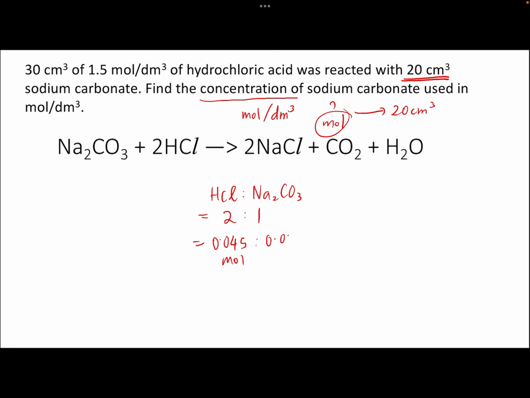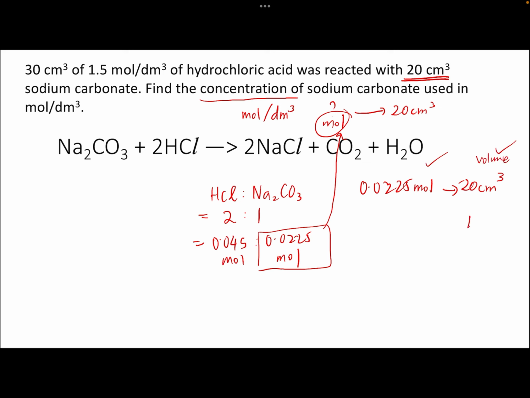And this is 0.0225 moles as well. So here I already have found the number of moles of sodium carbonate that is used in this reaction. This is 0.0225 moles of Na2CO3 that was present in 20 cm³ of solution. So what do I do now? I just need to find concentration. I have the volume of water, I have the number of moles, so I just need to find it for 1000 cm³.